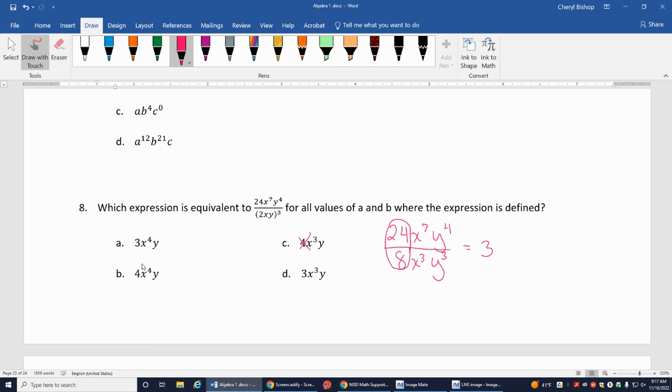So it can't be C and it can't be B. 7x is on top and 3x is on the bottom, meaning 3 of them are going to cancel out, so there's going to be x to the 4th left. Y to the 4th, y to the 3rd. I'm going to take these 3, cancel them with 3 up here, leaving me with just y to the 1st or just y. So the answer is A.